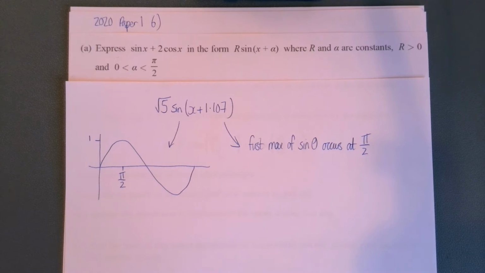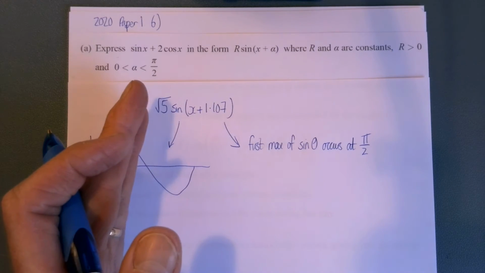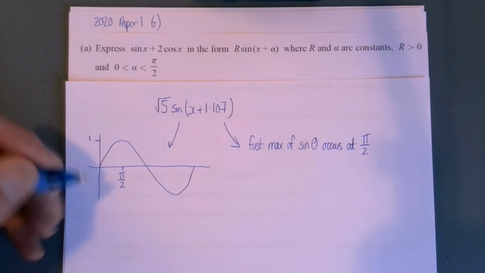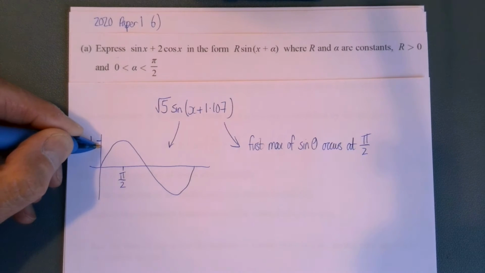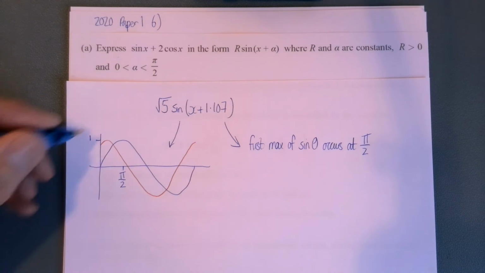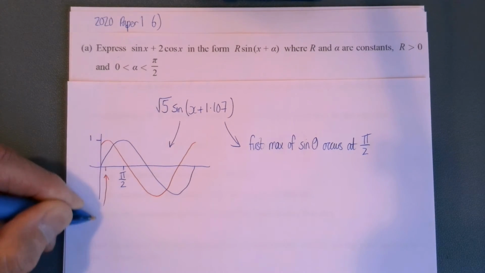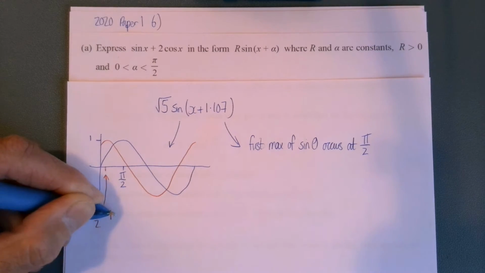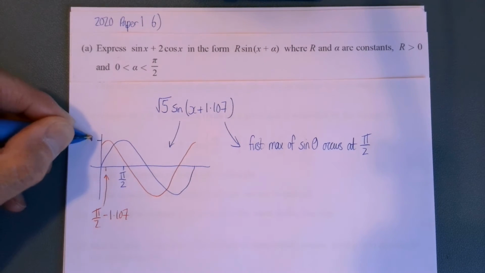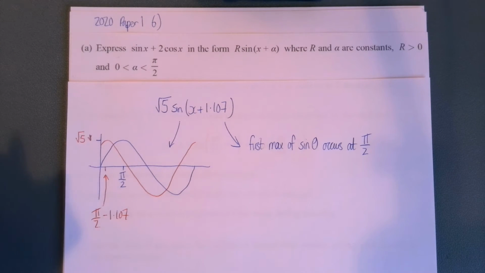But then we do function transformation. So we say, okay, if you replace x with x plus 1.107, then the graph moves backwards 1.107 radians. Now this is pi over 2, which is about 1.5, so the peak will be sort of here. And that value there will actually be pi over 2 minus 1.107. Similarly, the peak was 1, and multiplying by root 5, it now becomes root 5. That still works, and is really straightforward if you're asked for the maximum.